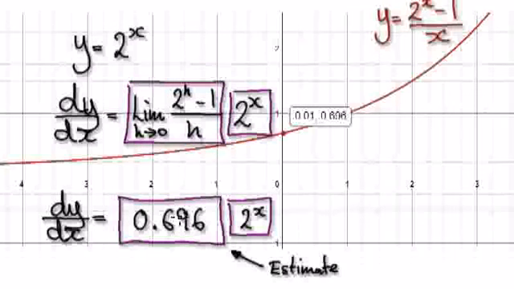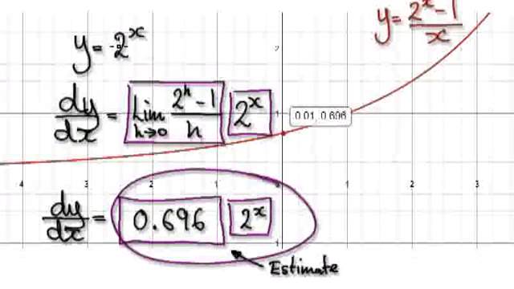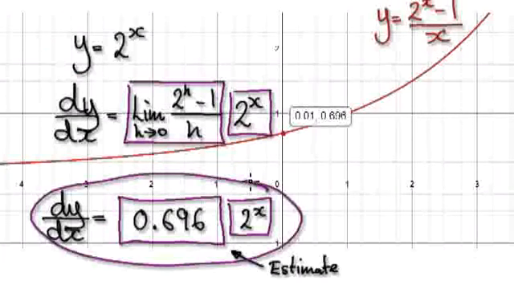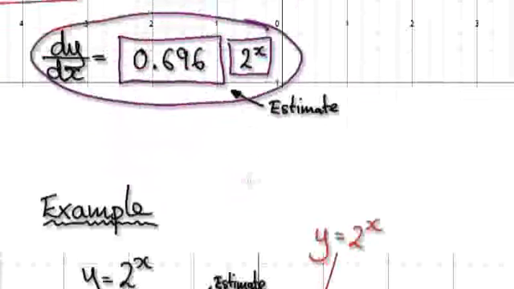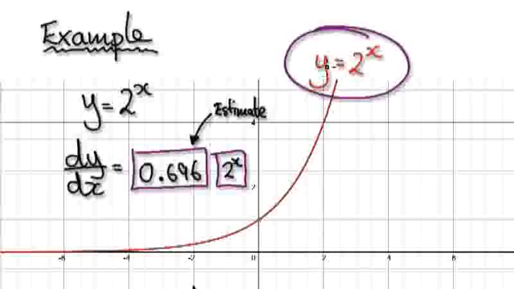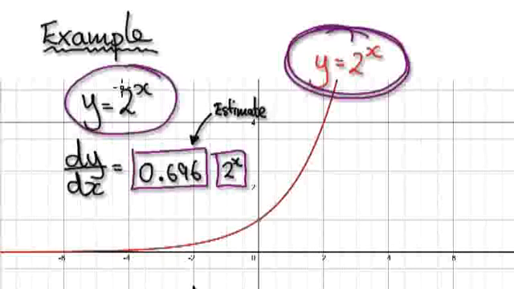Okay, so dy by dx equals this thing here. So when given y equals this, dy by dx is this thing here. So what that means is that if you look at the graph of y equals 2 to the power of x, it would look similar to this. This here is our y equals 2 to the power of x.